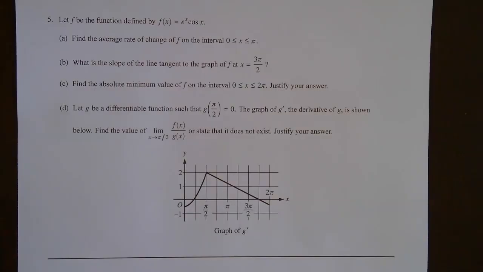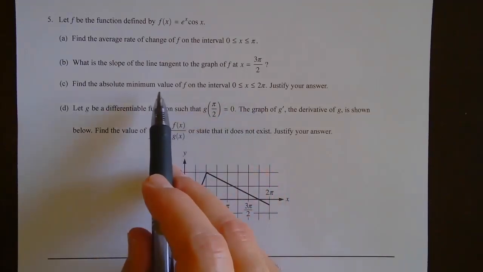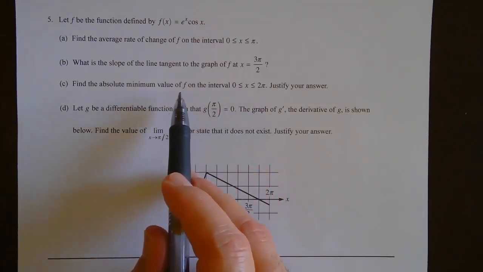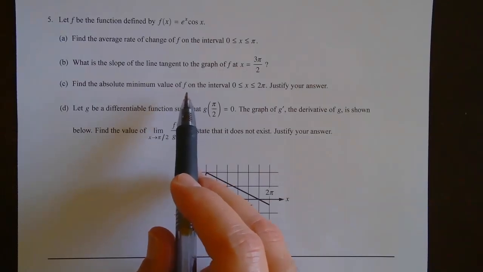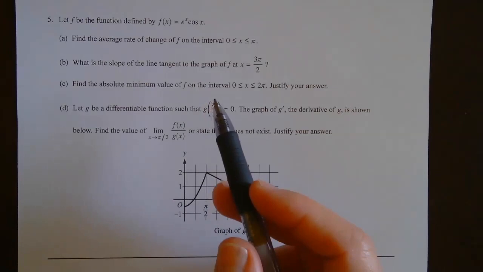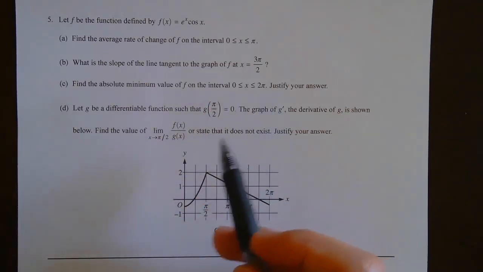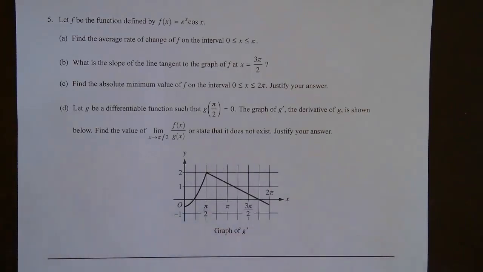So for part C, they say find the absolute minimum value of f on the interval 0 to 2 pi, and then justify your answer, okay? So we have a closed interval, right? Okay, and so we gotta find the critical points for f, okay? Which means we gotta find where the derivative is either 0 or undefined, okay? And then check our endpoints, okay? And whichever one's the smallest, that's gonna be the absolute minimum, okay? So we'll do that next.